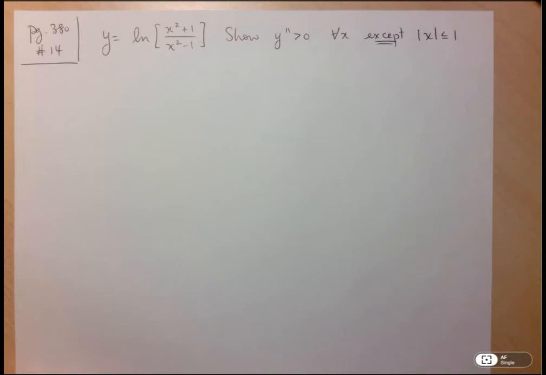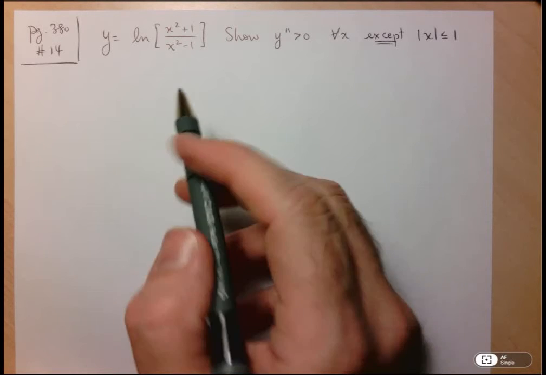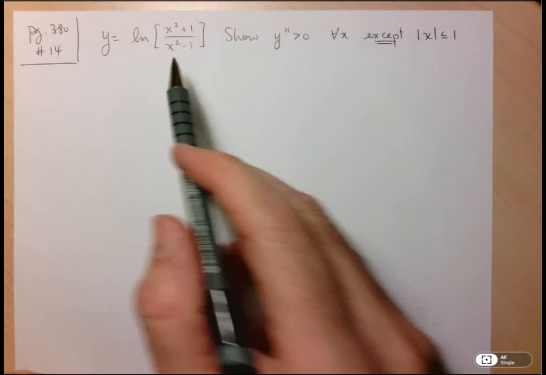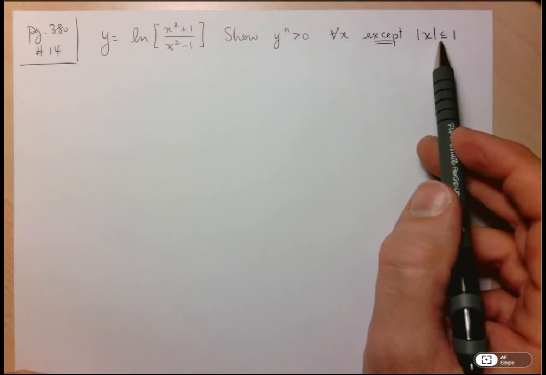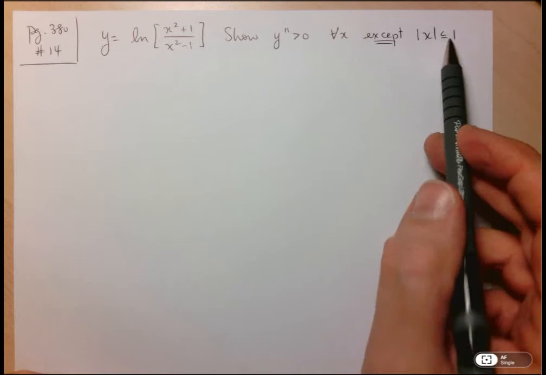This is page 380, number 14. So we have this function here, and they want us to show that the second derivative is positive for all x except those whose absolute value are less than or equal to 1.